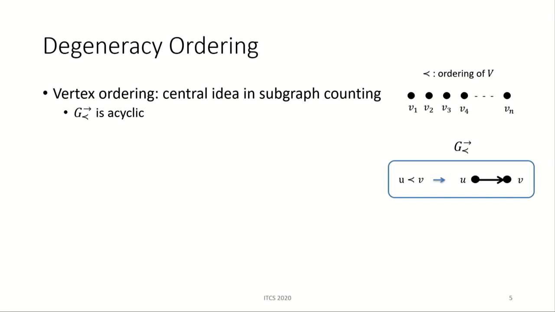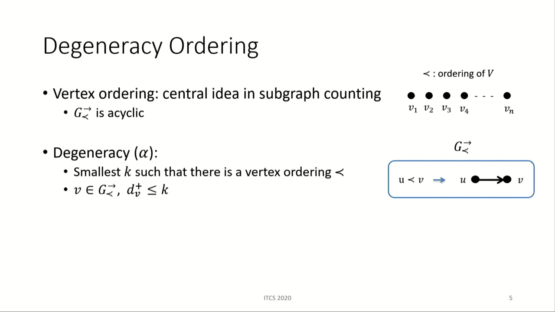First, we need to get familiar with the vertex ordering and degeneracy ordering idea, which is a central idea in subgraph counting. The idea is to pick any ordering of the vertices, and then you can orient edges with respect to this ordering. So if u comes before v, orient the edge from u to v. The corresponding directed graph that you get is acyclic. And now we can define degeneracy formally. It is the smallest k such that there exists a vertex ordering in which, in the corresponding directed graph, the out-degree of each vertex is at most k.